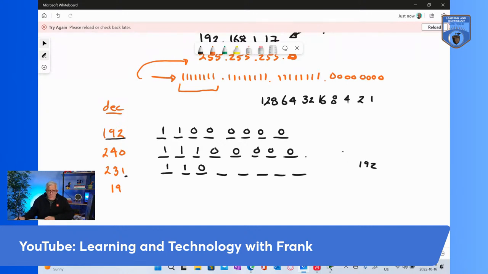Do I need the 16? Well, if I add 16 on here, what am I going to get? Yep, so I do need it. That'll take me to 208. Now, do I need the 8? Well, if I put 8, then I'll be at 216. So I'll take the 8. Then do I need the 4? If I take the 4, I'll be at 220. So I'm going to take the 4.